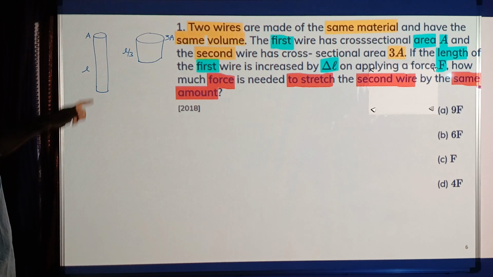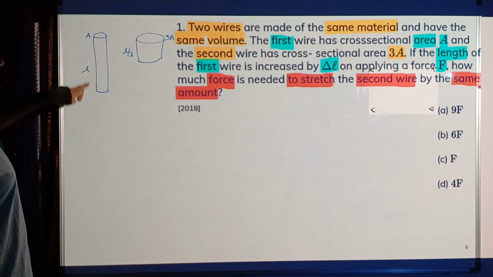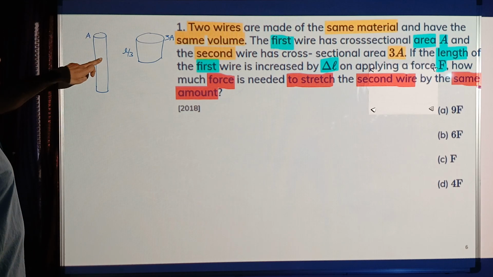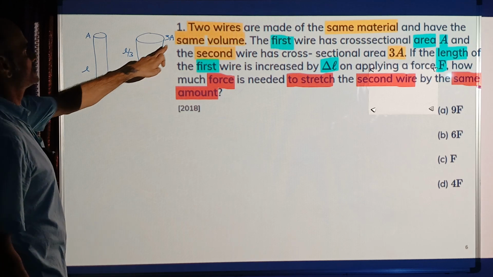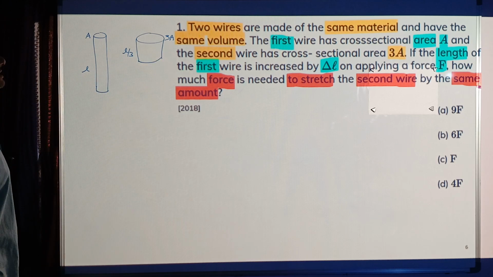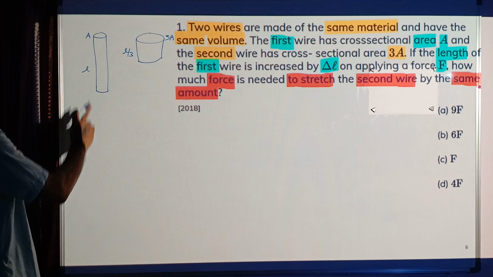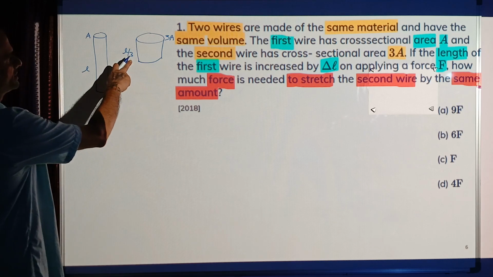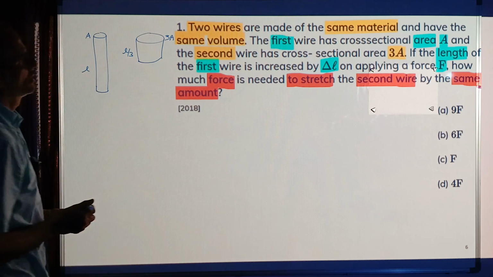Because volume of a cylinder is cross-section A into the height or the length. So the volume of this one is A into L, volume of this one is 3A into L by 3, which is A into L. So for the volume to be the same, this length should be L by 3. This you have to figure out first.